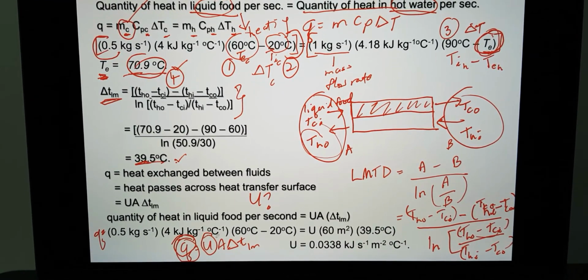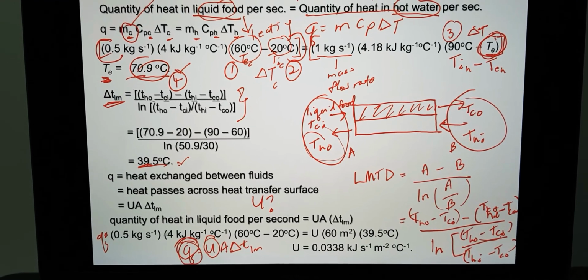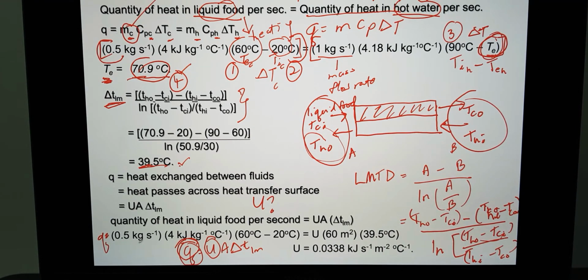Then just use all the values given in the problem statement in order to calculate the value for Q. This one is Q, and the unknown that we need to calculate is the U. The area given in the problem statement is 60 meters square, and the LMTD you have calculated as 39.5 degrees Celsius. So when you calculate for the U, the value is 0.0338 kilojoule per second meter square degree Celsius.